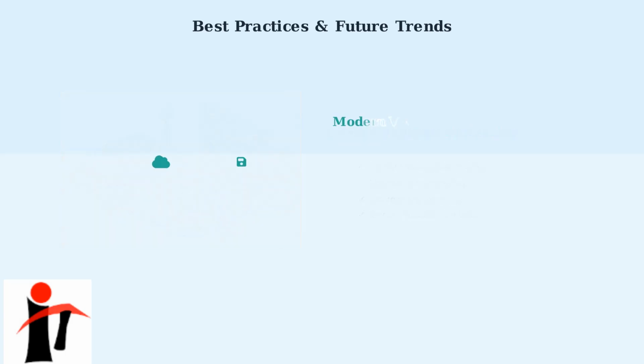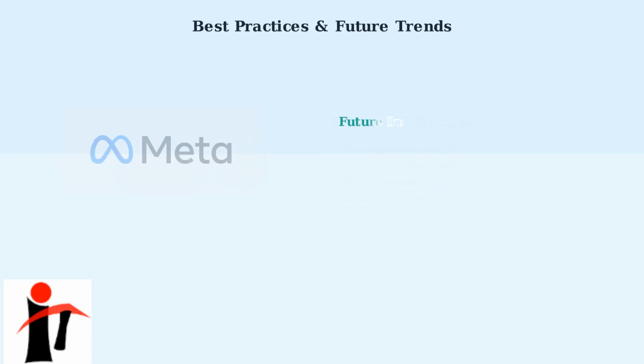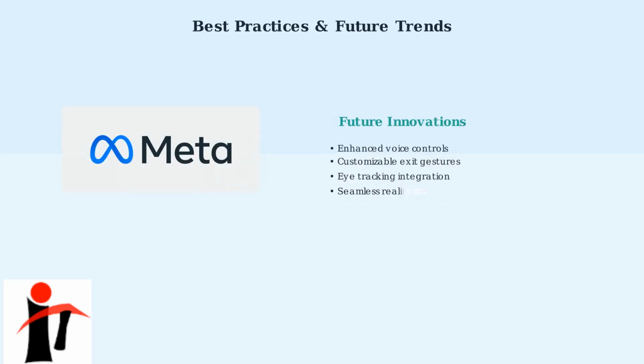Modern Quest 3 games support advanced suspend and resume functionality. When you exit properly, games can save your progress automatically, and cloud save integration ensures your progress is never lost across gaming sessions. Meta is continuously working to reduce VR friction and make exit processes more seamless.